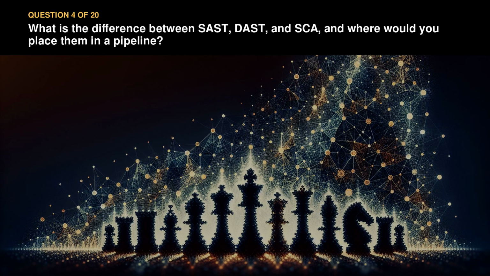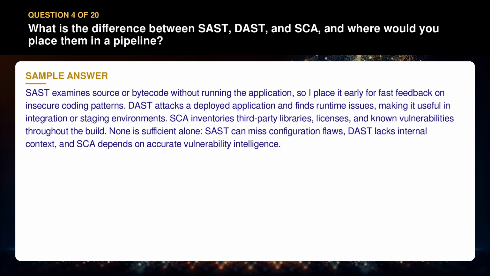Question 4. What is the difference between SAST, DAST, and SCA, and where would you place them in a pipeline? SAST examines source or bytecode without running the application, so I place it early for fast feedback on insecure coding patterns. DAST attacks a deployed application and finds runtime issues, making it useful in integration or staging environments. SCA inventories third-party libraries, licenses, and known vulnerabilities throughout the build.